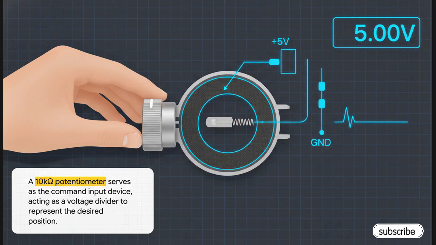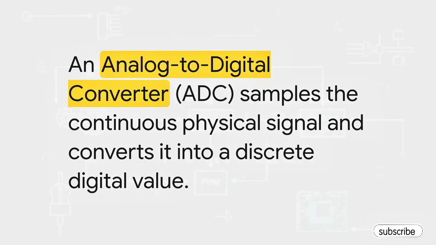As an operator turns that knob, it's acting as a voltage divider. What that means is it's putting out a continuous analog voltage that is a direct, precise representation of the position they're commanding. But here's the thing, that smooth analog voltage is completely useless to our digital processor. It's speaking a different language. So we need a translator, and that critical translation is performed by an analog to digital converter, or ADC. What this little component does is it samples that continuous physical signal and chops it up into a discrete digital value, a number, that our control logic can finally work with.